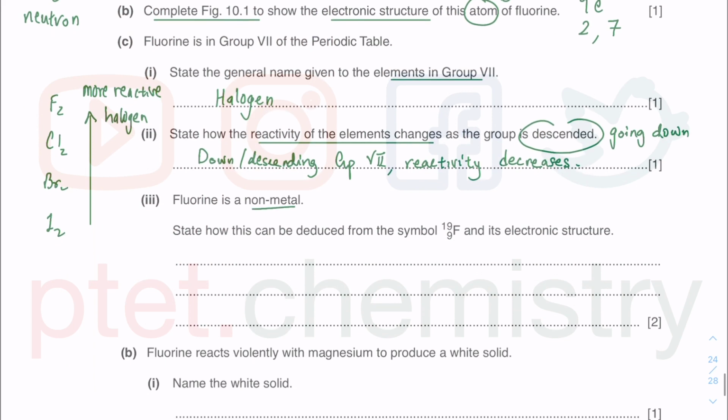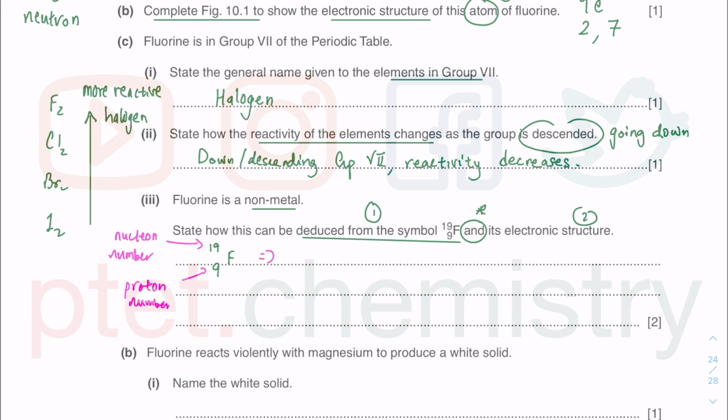Fluorine is a non-metal. What can be deduced from the symbol and its electronic structure? Okay, so what can you tell from this symbol? 9F. So this number on top, remember, it tells you the nucleon number, which is the number of protons plus the number of neutrons. This tells you that there are 9 protons because that is your proton number.